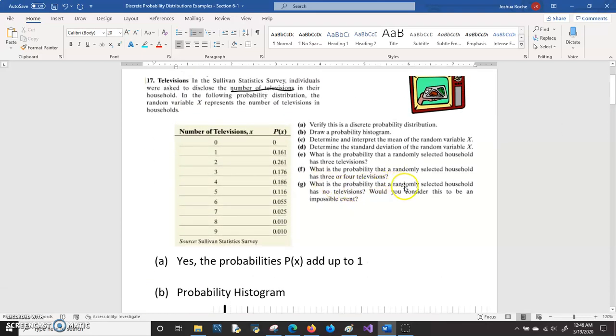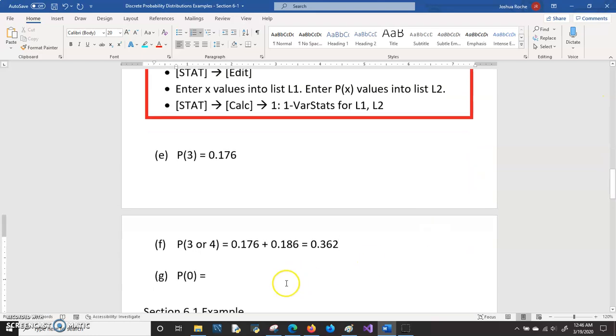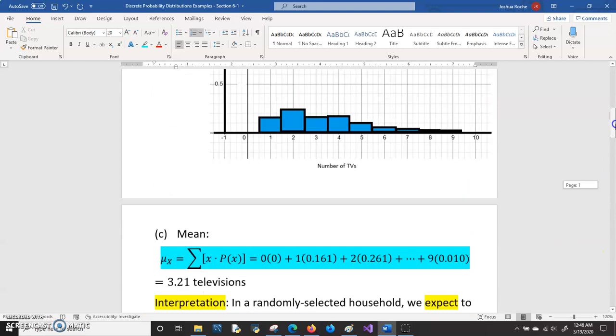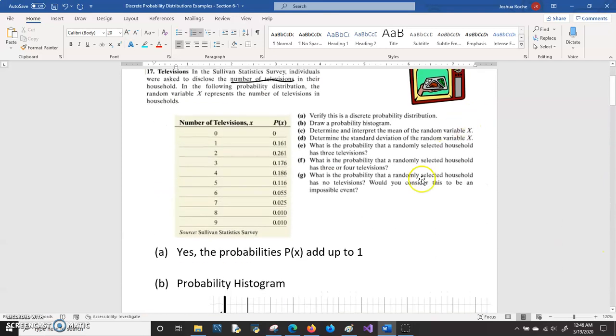And then part G, what's the probability that a randomly selected household would have no televisions? So 0 TVs. That probability is 0. And then they ask, would you consider this to be an impossible event? And you might remember from a few weeks ago that an impossible event is when the probability is 0. That's just the term for impossible event.